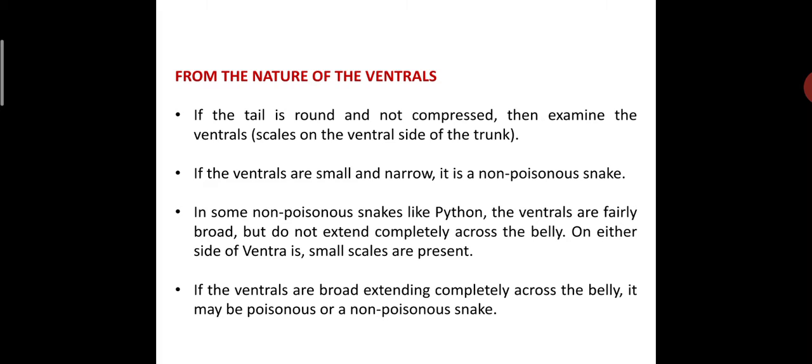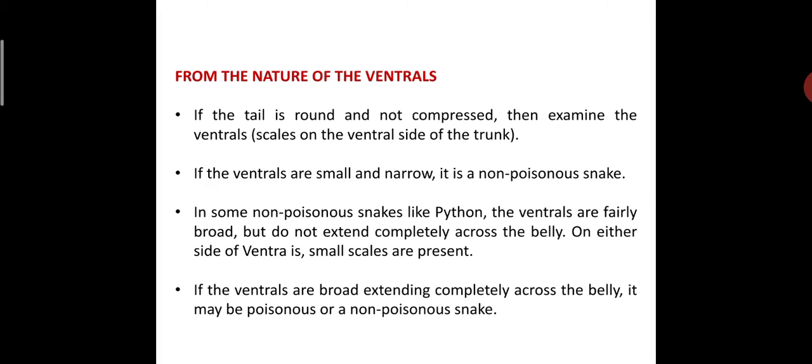If the ventrals are small and narrow, it is a non-poisonous snake. The ventrals may also be broad, sometimes small. By that it can be identified whether it is poisonous or non-poisonous. If the ventrals are small and narrow, it is a non-poisonous snake.